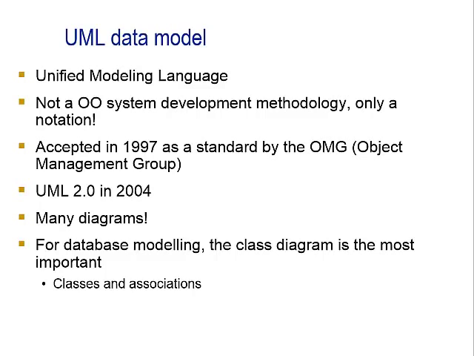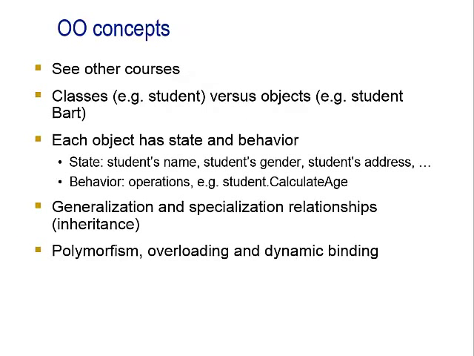In this section, we will especially focus on database modeling. Hence, we will discuss the class diagram, which is the most important in a database modeling context. Class diagrams allow us to visualize both classes and associations between them. Let's get into more detail. So the class diagram is an object-oriented diagram.